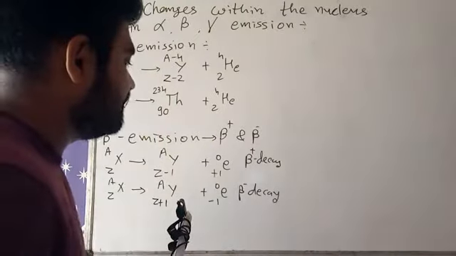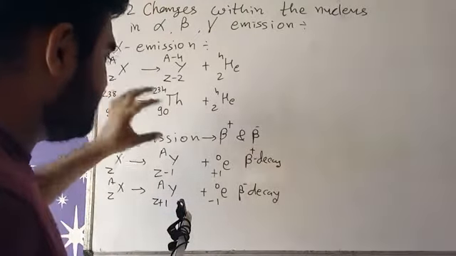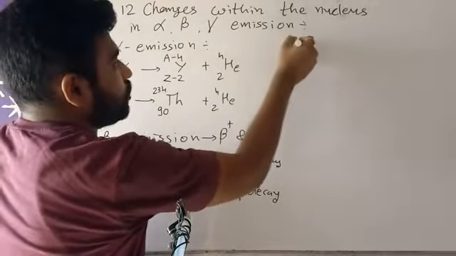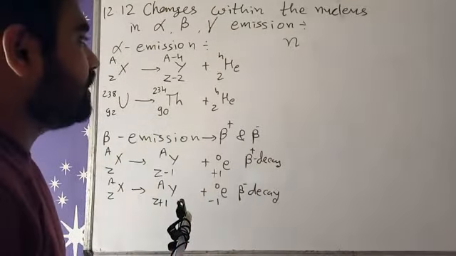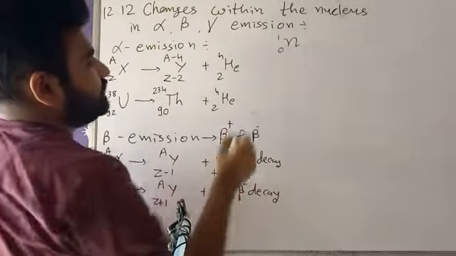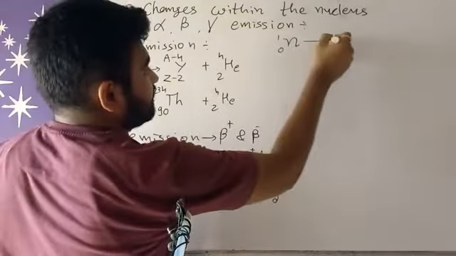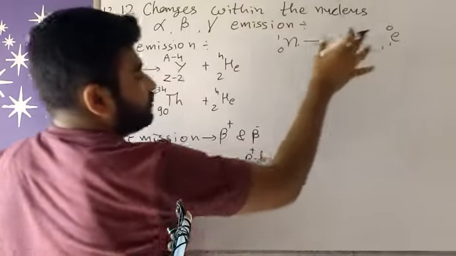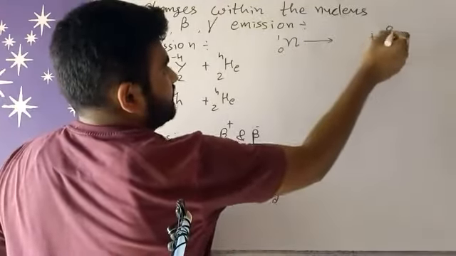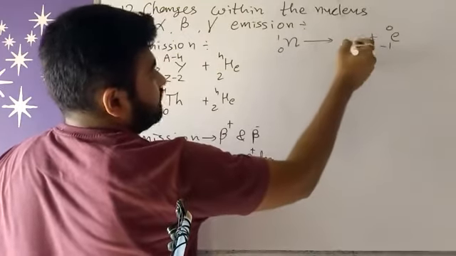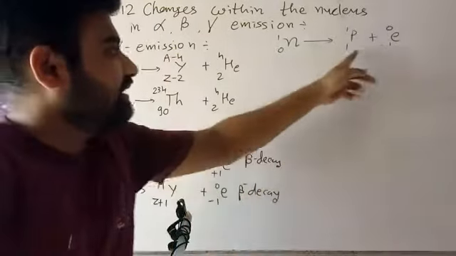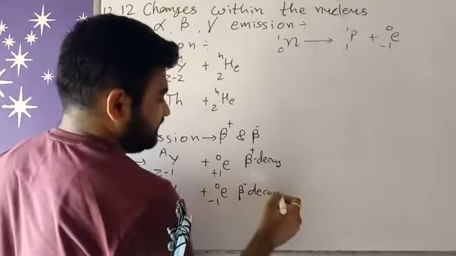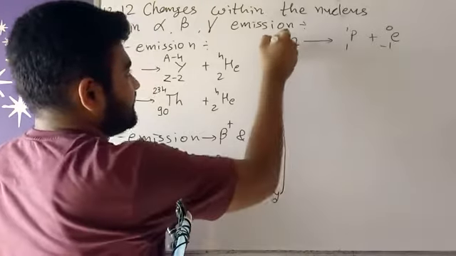So how does this process occur? Actually, behind this process we have another process. For example, we have a neutron inside the nucleus. Neutron means 0 and 1. So how does this reaction occur? Here we get minus 1 E 0, an electron emitted. Along with this electron we get one proton. See, 1 minus 1 is 0, 1 plus 0 is 1. So this is beta minus decay. This reaction is nothing but that reaction.